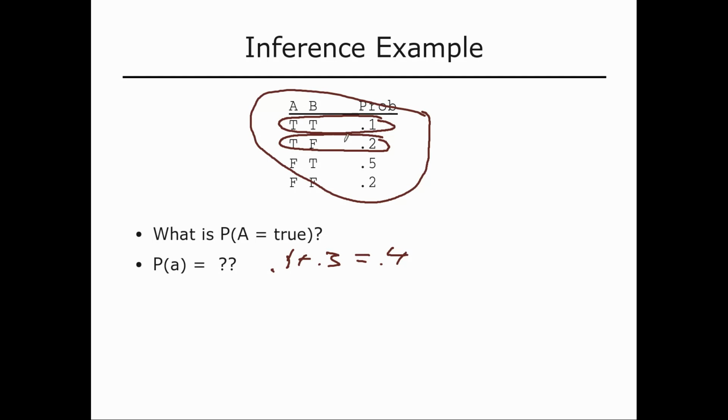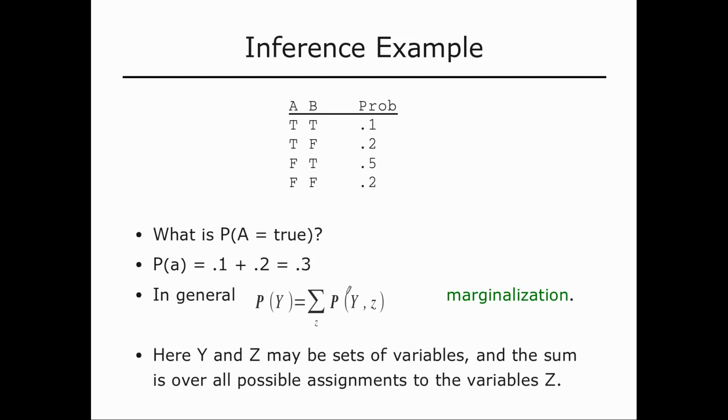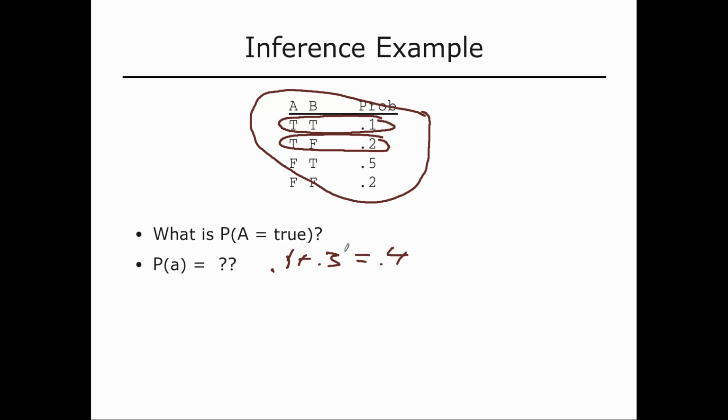And it turns out that the probability that A is true is 0.4. Oops, sorry, 0.1 plus 0.2 equals 0.3. Math was never my strong suit.